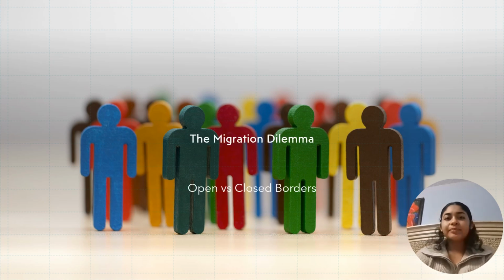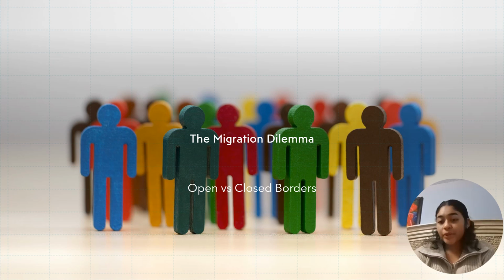Hello, today I'm going to talk about an issue that affects many countries in the world, migration. Migration not only impacts people seeking a better future, but also the receiving countries, especially in terms of public services. So, how can we find a balance between the benefits of migration and the challenge it represents for our communities?